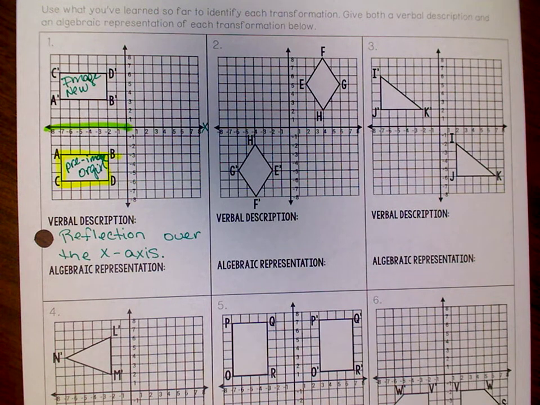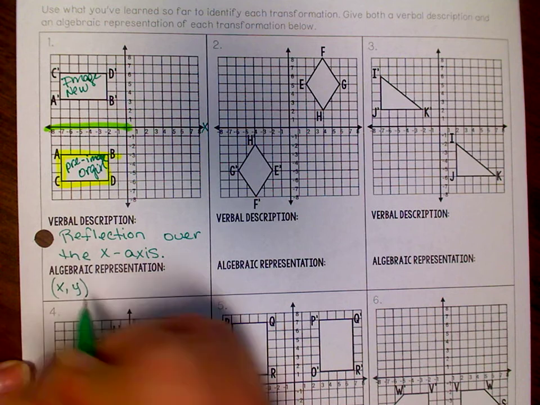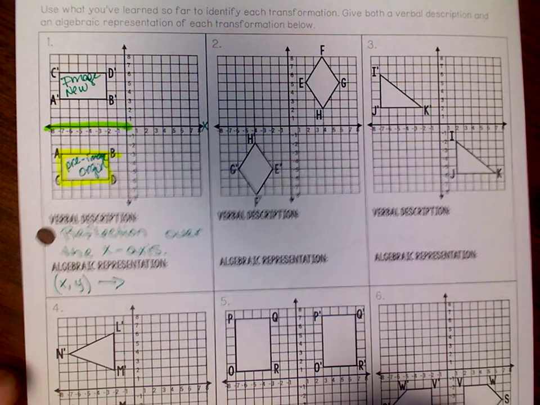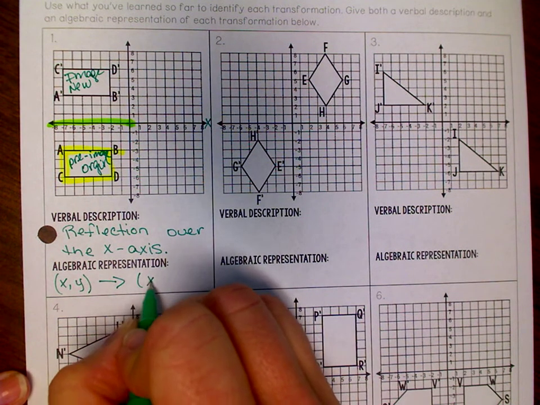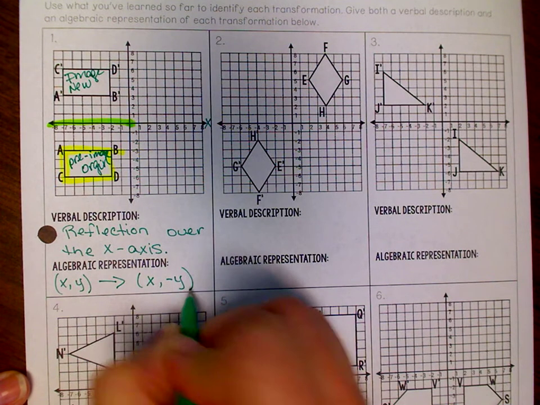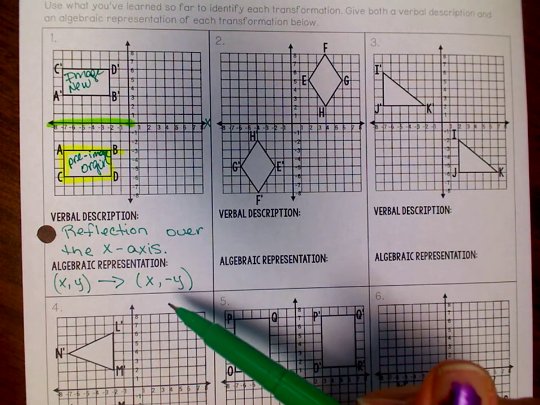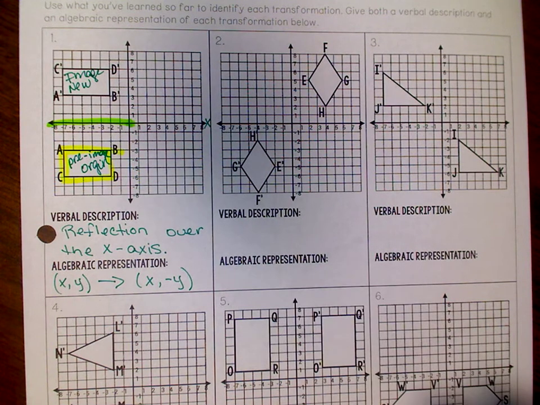So the algebraic reflection, remember we said there were rules on your x, y. So your original x, y reflected over the x-axis would be x, negative y. The only thing that changes is your y becomes negative. Therefore, it reflects over the x-axis.